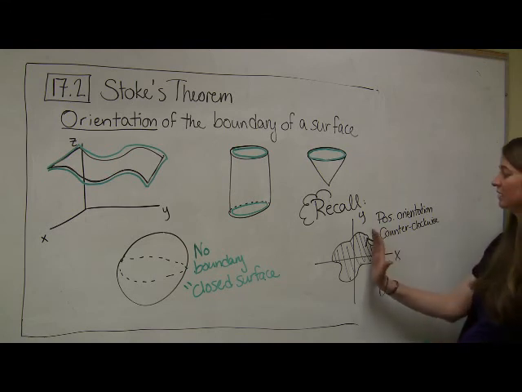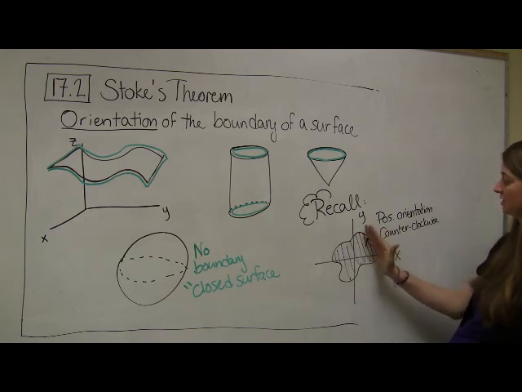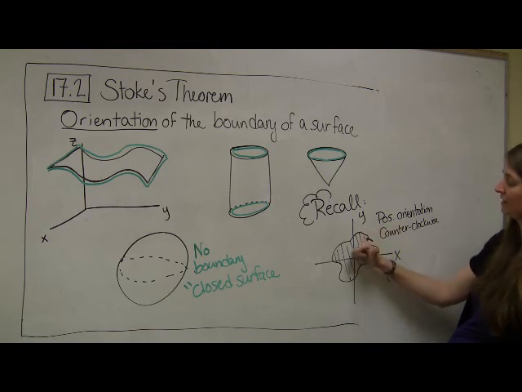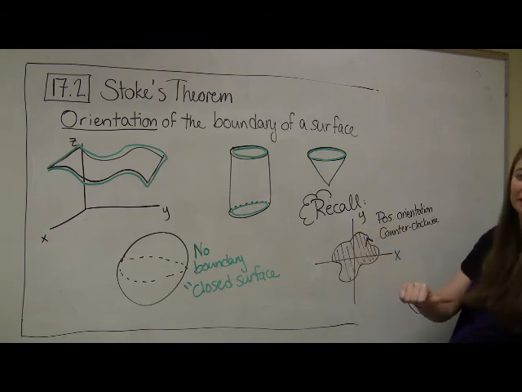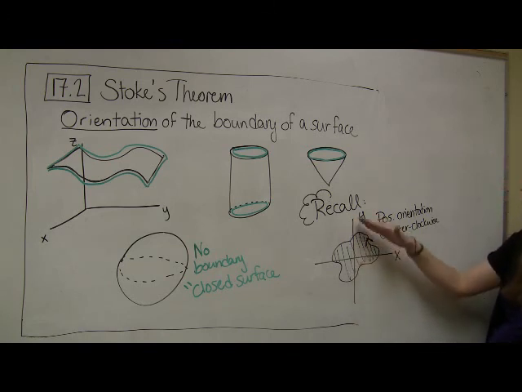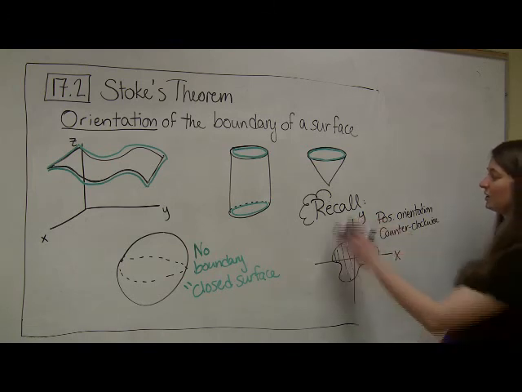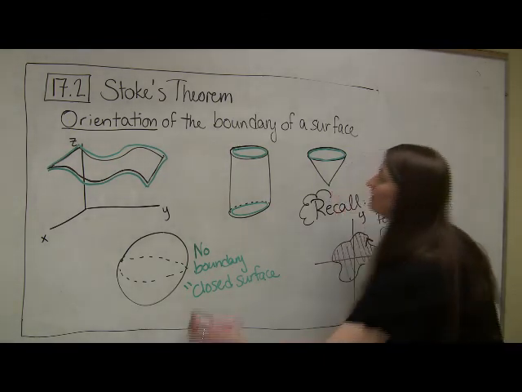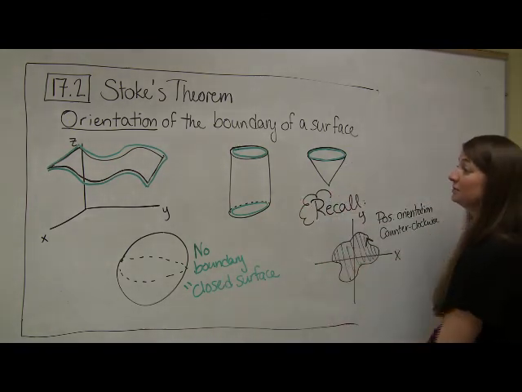And this goes along with our right-hand rule: if I'm turning counterclockwise, then using my right hand, my thumb should be pointing positively. It should be pointing up. So that's what we saw when we were just in the xy plane. And we want to take this idea and expand it to the boundaries of these surfaces that are in 3 dimensions.